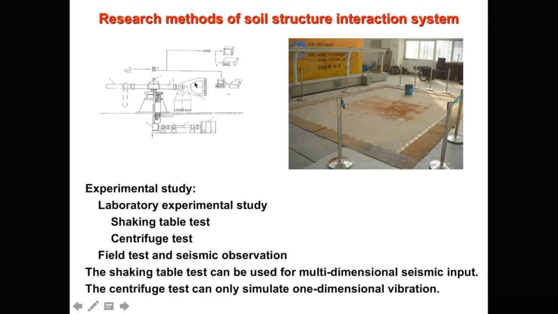Then let the bucket fly. Then the soil in the bucket will have a larger centrifugal force. And this force increases the vertical force acting on the soil. Let this force be the gravitational acceleration in the soil. Then it can create the real stress distribution and the real strain distribution in the soil sample with a small scale.